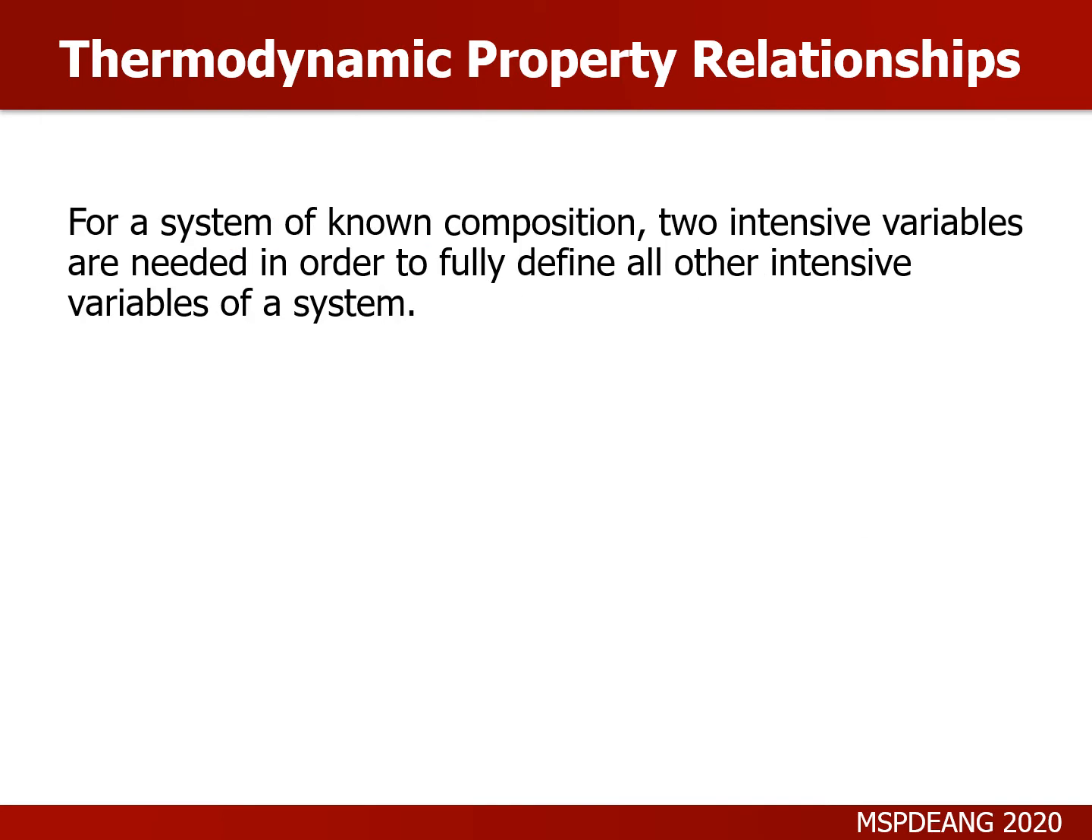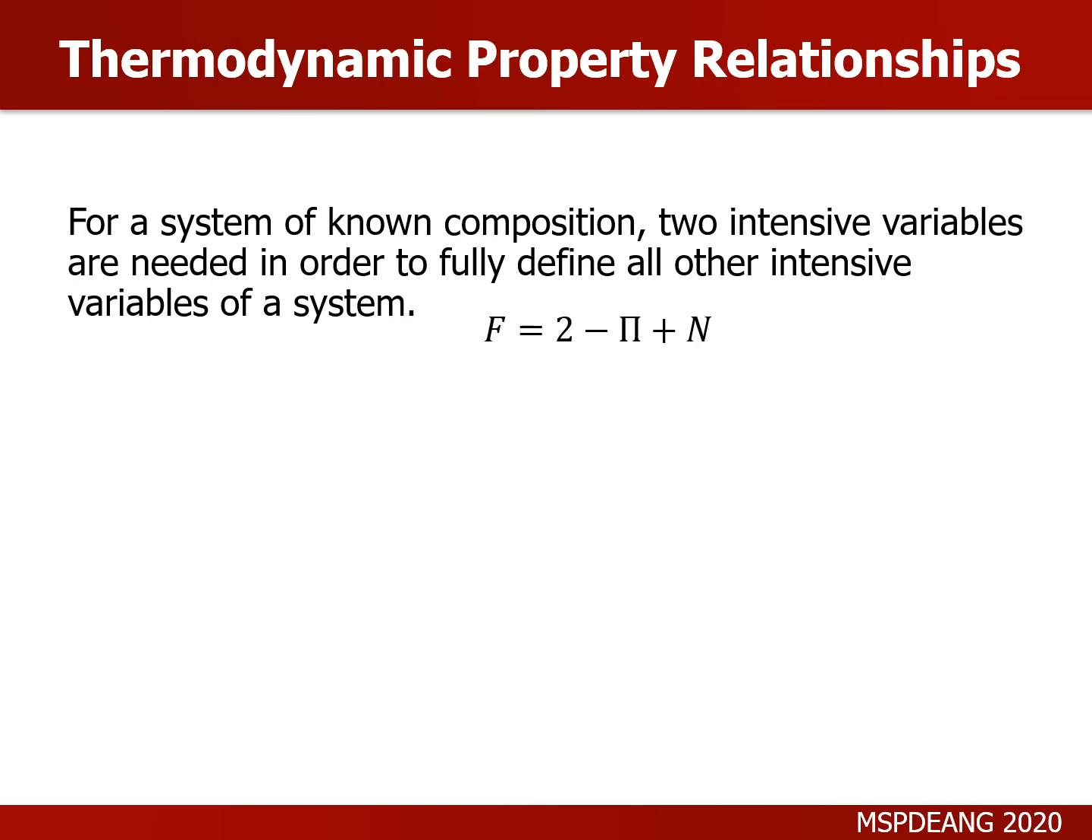And now to start our discussion on the derivation of these thermodynamic property relationships, we have to recall Gibbs phase rule. And for Gibbs phase rule, it states that for a system of known composition, you only need two intensive variables to fully define all other intensive variables of your system. So you can obtain that from F is equal to 2 minus pi plus N. So if you fix the composition, kailangan mo lang ngayon ng dalawang intensive variable para malaman na lahat ng other intensive variables ng system natin.